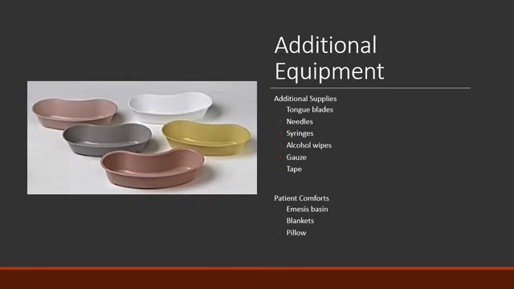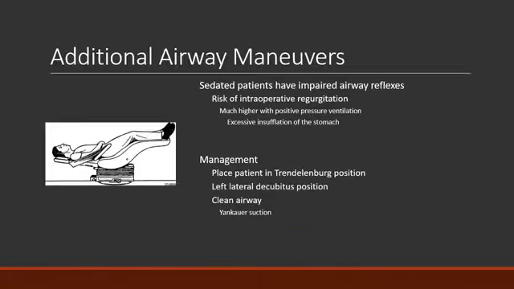As far as additional equipment, you need a variety of other supplies, things like tongue blades, a variety of needles and syringes, and I'm talking about medical needles and medical syringes so that you can draw drugs up and deliver them. You need a variety of alcohol wipes, gauze, tape, things like that. And then a lot of patient comforts, things like emesis basins in case patients get sick, and a variety of blankets and pillows to make sure the patients are nice and comfortable.